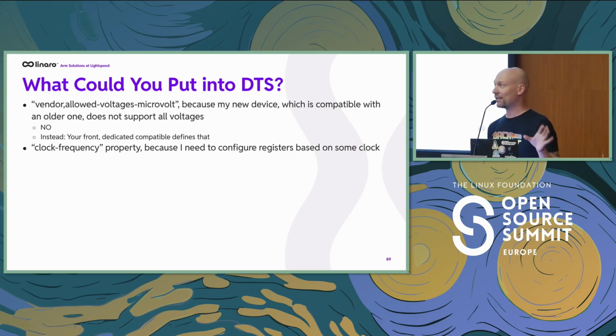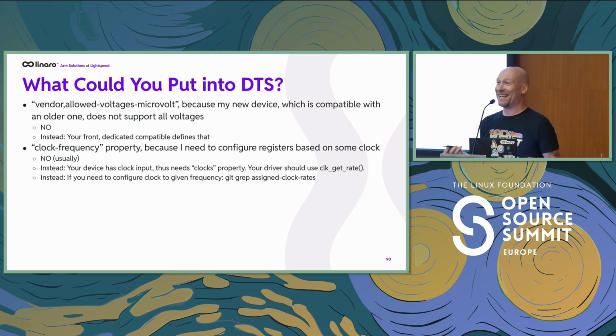Another hardware-related property: clock frequency. And this is a common case in the Linux kernel. You can see it in many places. You can see this also in the kernel patches, right? So imagine that a person says that I need to program the clock frequency, and this is why I need a clock frequency property. This is a very hardware property, right? Can you put it to DTS?